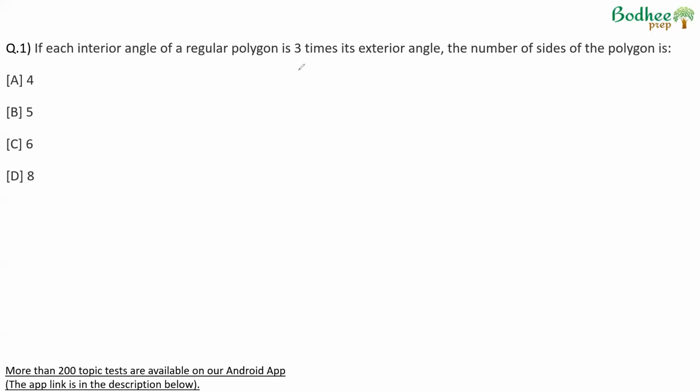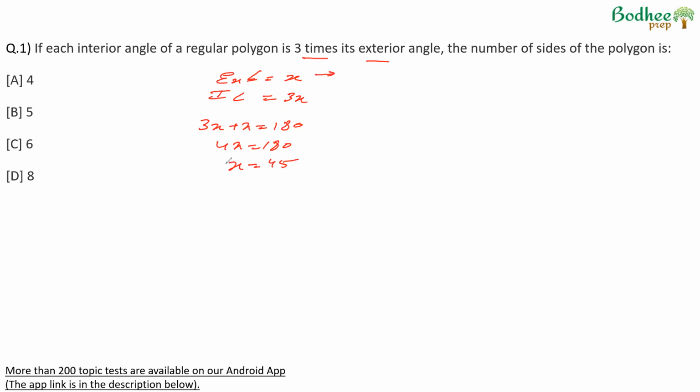if each interior angle of a regular polygon is 3 times the exterior angle, if exterior angle is x, interior angle is 3 times x, and we know that interior angle plus exterior angle will be equal to 180. So 4x is equal to 180, x is equal to 45. So the exterior angle comes out to 45 degrees.